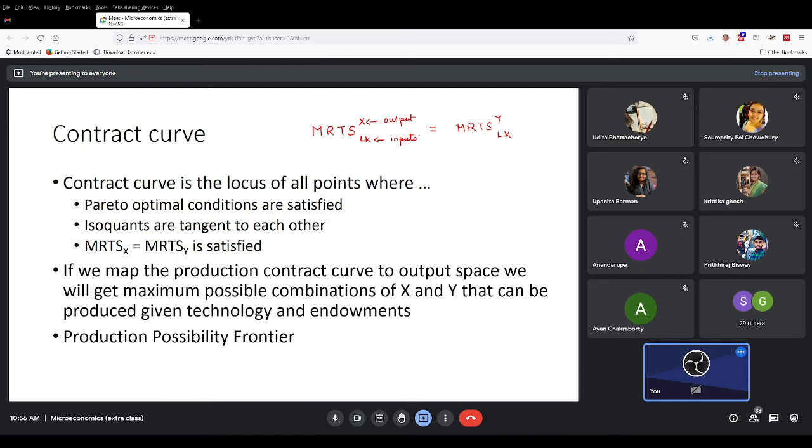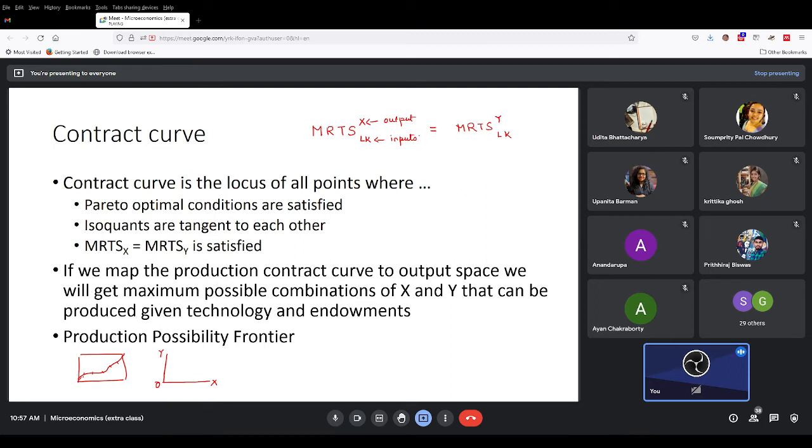So once we map it, the locus of tangency is the production contract curve. Once we map it to output space, which means that we have the Edgeworth-Bowley box over here, the output space is this. So this is a graph where we have the output level of X on the horizontal axis and the output level of Y on the vertical axis. So over here we have different combinations of X and Y. Okay, so we find out what is the corresponding point over here.